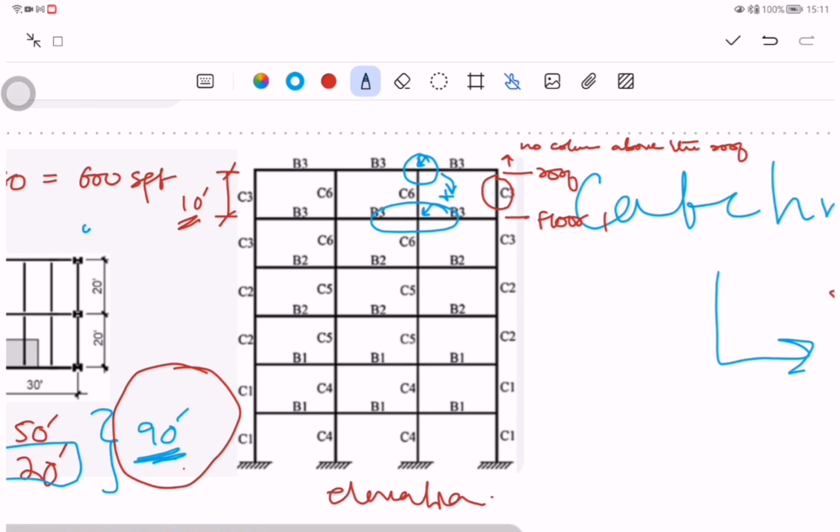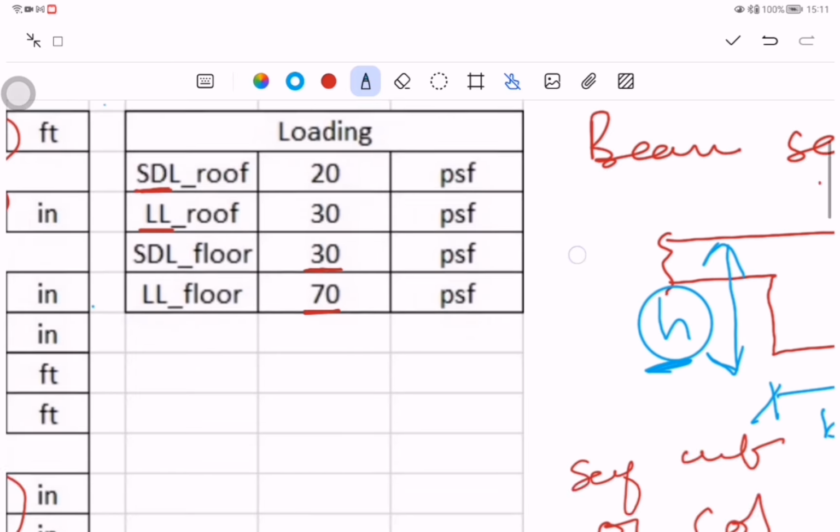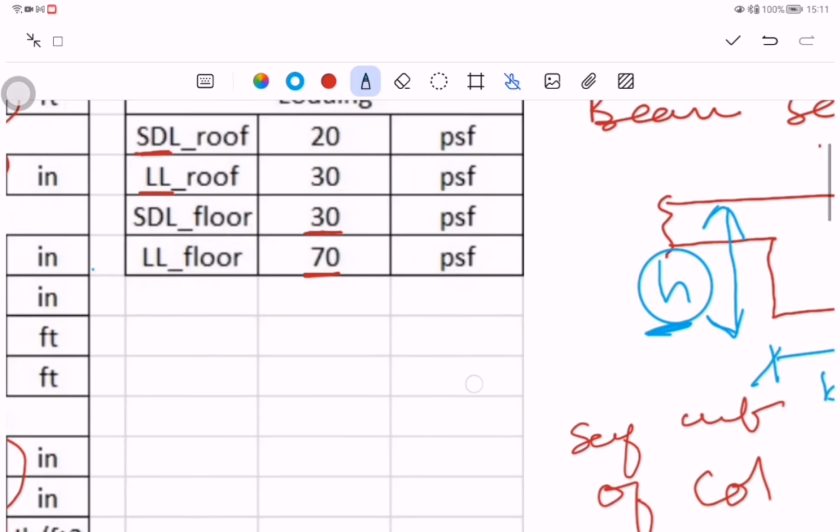If we are at the second floor, or I call this first floor, I should have called it fifth floor, and then fourth floor. So if you are at the fourth floor, then it will be the load transferred to this column plus the baggage from the previous floors, right? So that's how you basically calculate.